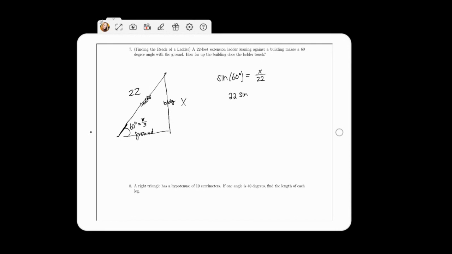22 times the sine of 60, or if I want, I can write it as pi over 3, is equal to x. And then I will think, should I use my calculator or not? Well, pi over 3 is one of my special angles. I should not use my calculator. So I should just use the value that I memorized. So this will be 22 times the sine of pi over 3, root 3 over 2. So my answer is 11 root 3 feet. Okay.